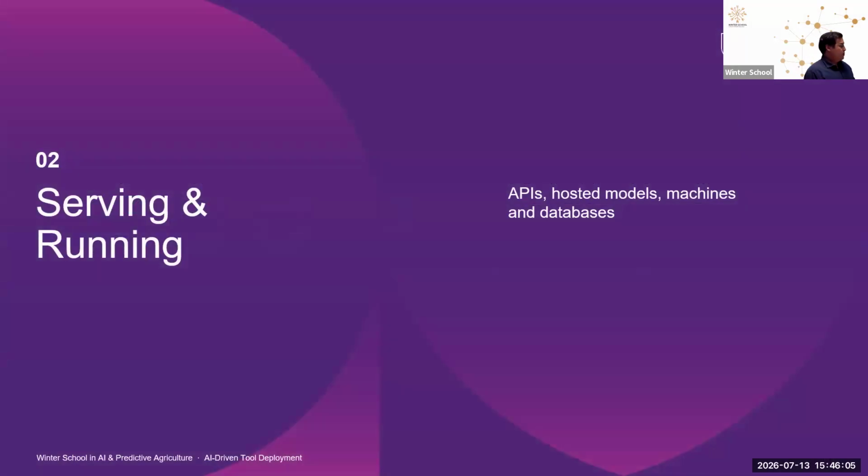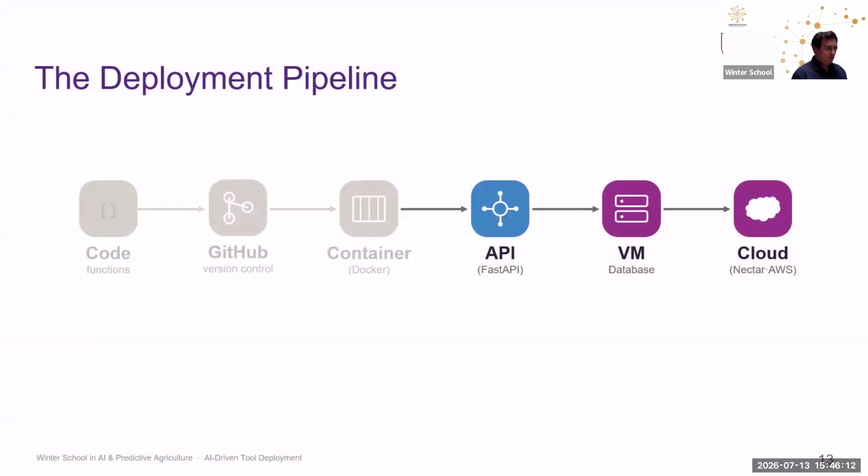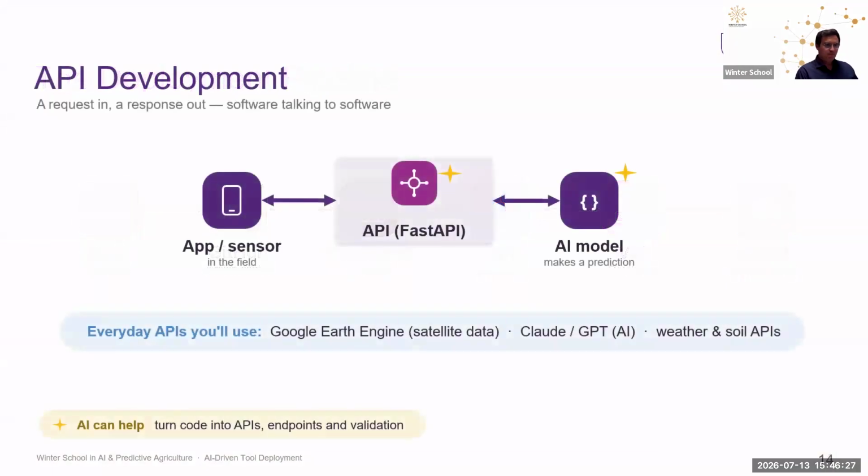All right, moving into step 2, we're looking at serving and running things like APIs, hosted models, machines, and databases. And just to go back to the deployment pipeline, we have done, I guess, the first 3 steps, and now we're moving into that blue step, the API. And I hope after today, if you don't know what an API is, you will have a little bit of an understanding of what it is.